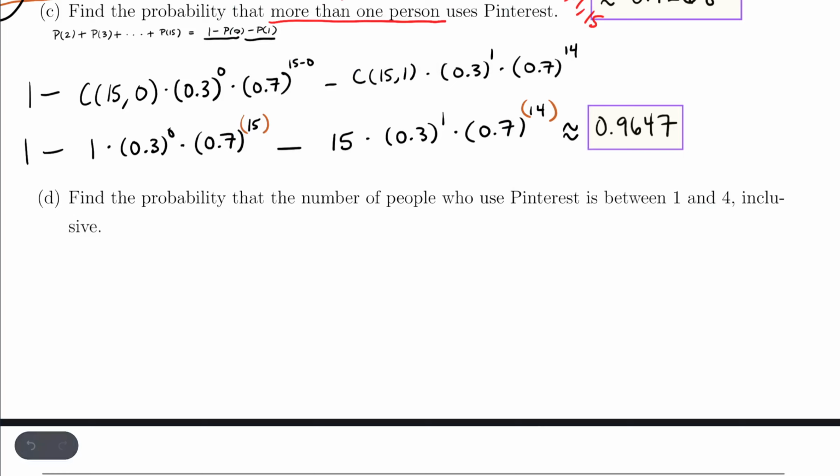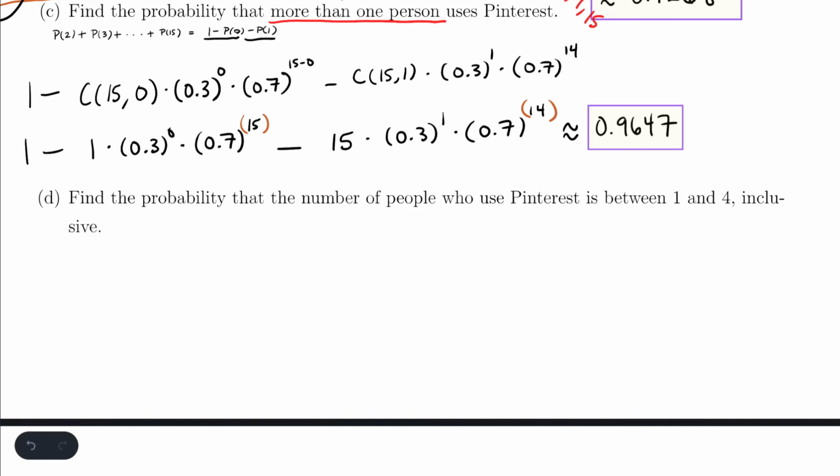Now our final one here is written below in D. This is our final subpart to this problem. So we still have the same situation as before. 30% of internet users are said to use Pinterest. We had a simple sample of 15 internet users, and we were asked now to find the probability that the number of people who use Pinterest in that sample of 15 users is between 1 and 4 inclusive.